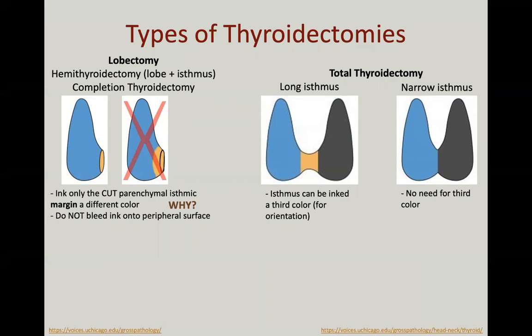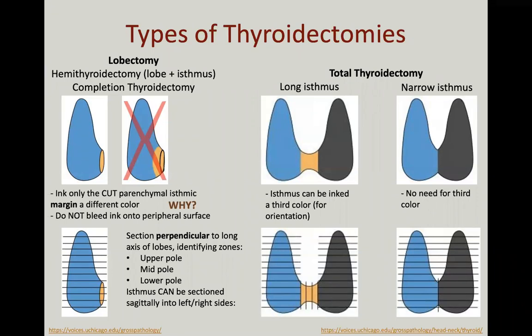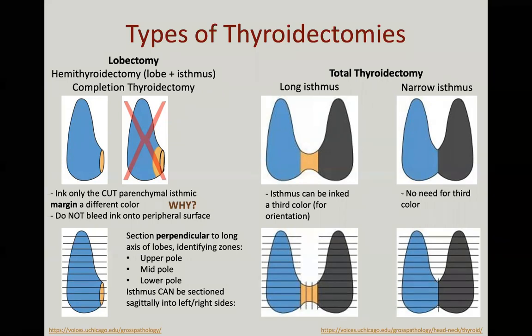In general, we want to section perpendicular to the long axis. If you have a long isthmus, you can certainly section it sagittally. If you have a very short or very narrow or no isthmus, don't worry about doing sagittal sections. You can just do the two lobes as seen on the bottom right, as if they were just two lobes stuck together. So that's totally fine. You don't have to do every isthmus longitudinally.